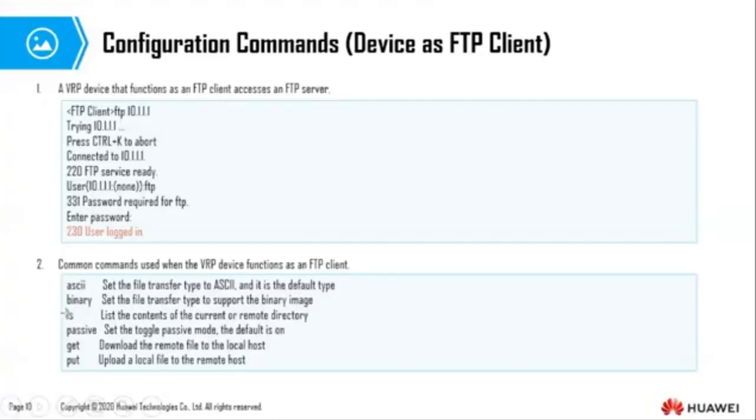Okay, so ls is a command that is used to list the contents of a directory. Passive is used to toggle passive mode. Normally it's on, if you want to turn it off. Then get is used to download a file, while put is used to upload a file. So we are going to see that just now.